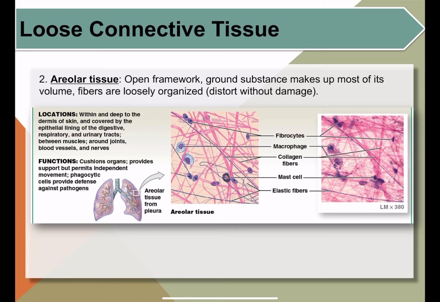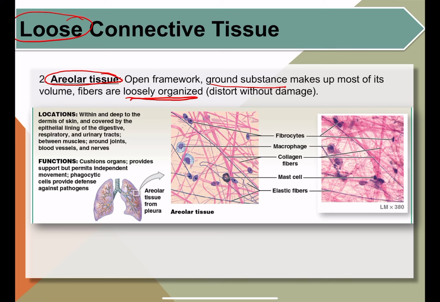All right, moving on to the second specific kind of loose connective tissue, which is called areolar tissue. That's the nice picture I was showing you earlier that shows the 3 fibers and the ground substance. That's an example of areolar tissue, which is pretty much an open framework of ground substance that makes up most of the volume of areolar tissue. The fibers are loosely organized, so that's why this is a type of loose connective tissue.